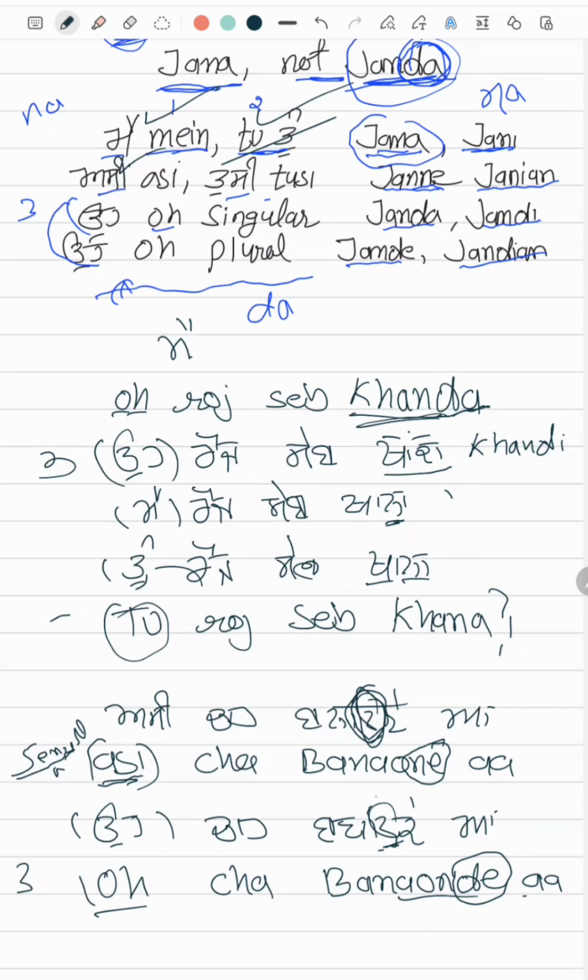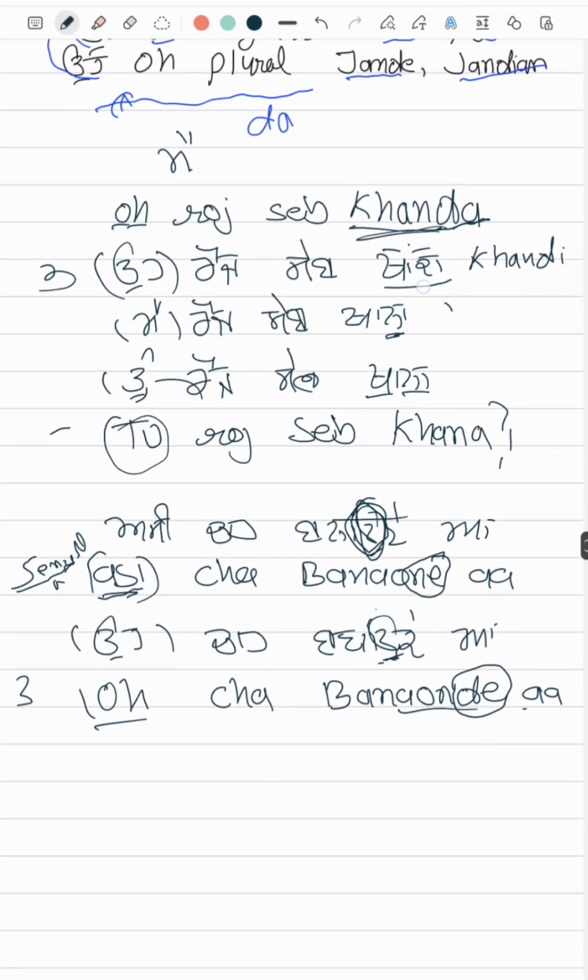If you are saying main roz sev khanda ha, it is kind of textbook style. It's not fluent. It's not normal. So it's so weird in talking. So you have to use na sound. Main roz sev khana. It's so fluent, so normal. If you say main roz sev khanda, so it's so weird. All right. So that's why I'm teaching you this thing.